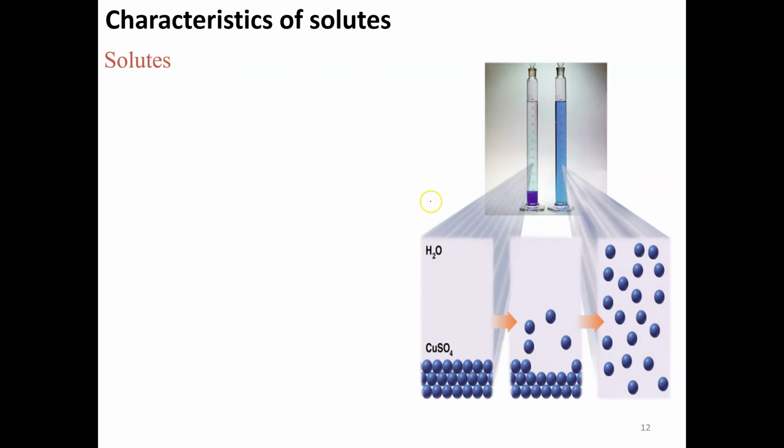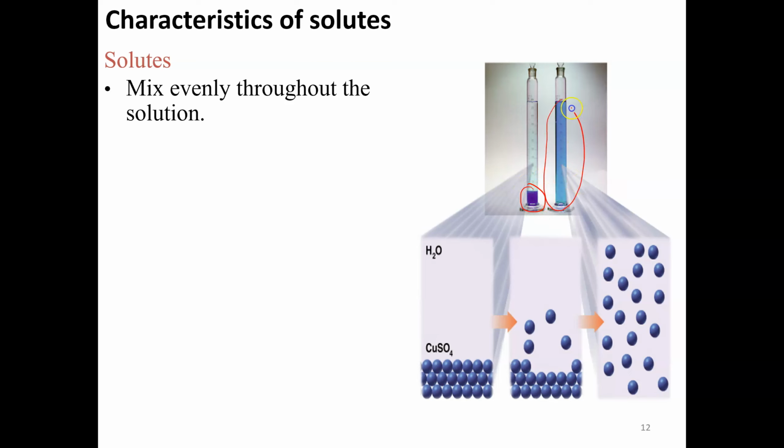All right, so solute characteristics. First, they mix evenly throughout the solution. So you could see initially they just hang out down here, but if you give it enough time, where you start mixing it, it'll eventually evenly distribute itself. And that's what it'll look like. So this is what it is at the beginning, just sticking at the bottom. They'll start mixing slowly because the water molecules will start interacting with it.